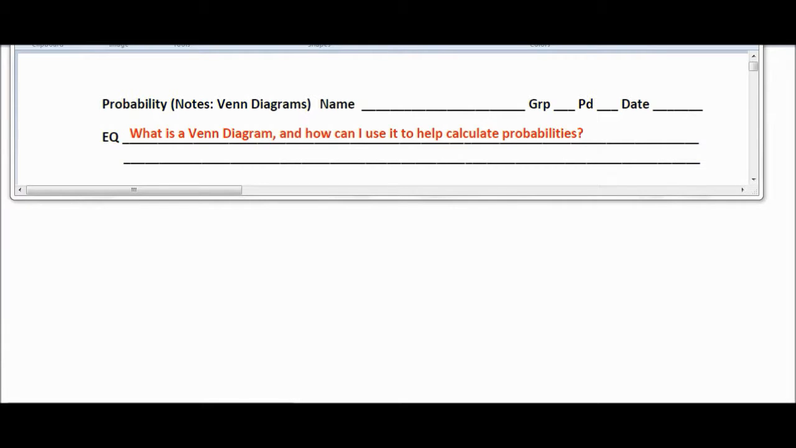I will tell you right now, I think a Venn diagram is a little more complicated to work with than a tree, but if you follow the steps that I teach you on how to build one and how to use one, it should hopefully make clear sense to you. So there's our essential question. All right, let's go ahead and start the notes.